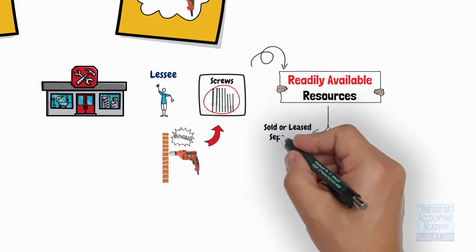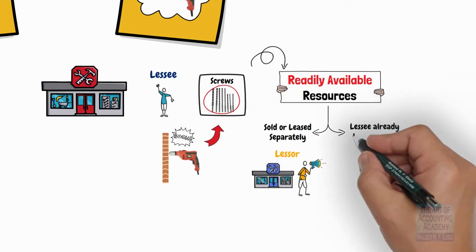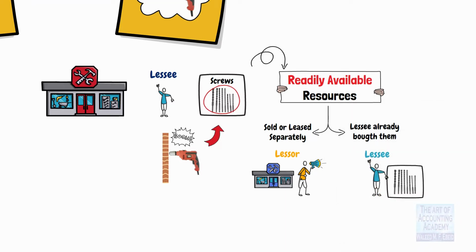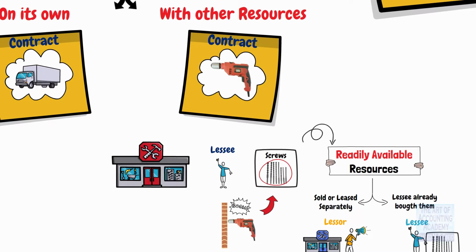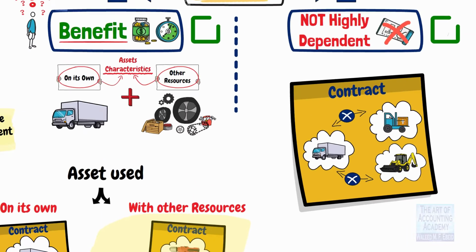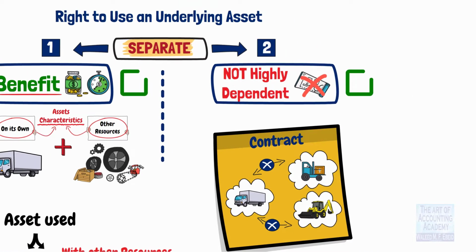Resources are readily available when they are sold or leased separately from the lessor or other suppliers, or when the lessee has already obtained them from the lessor or from other transactions and events, which is the case here in this example, as it is mentioned that the lessee has already obtained the required screws from other suppliers in the market. Now, let us move to the second criterion.